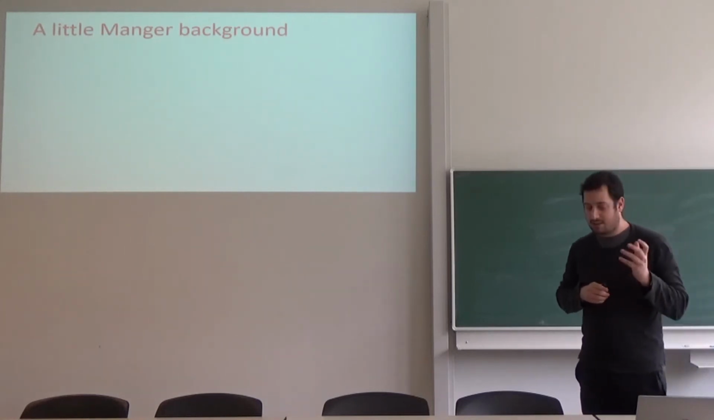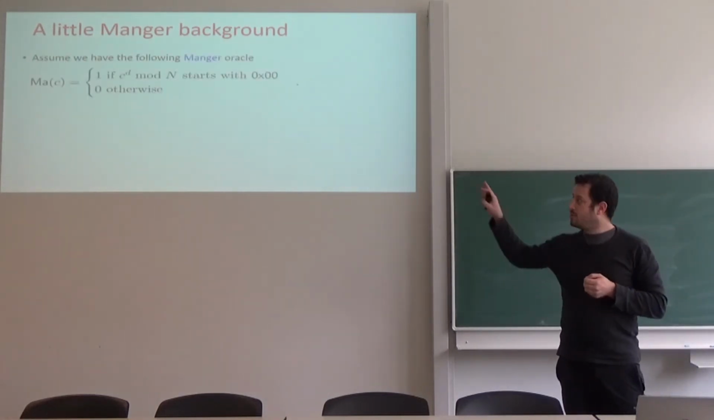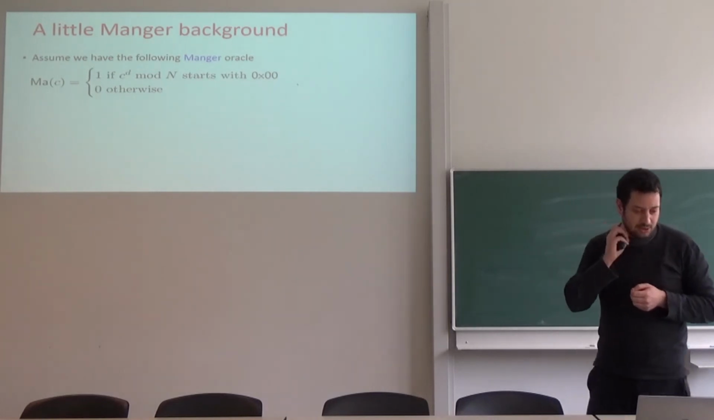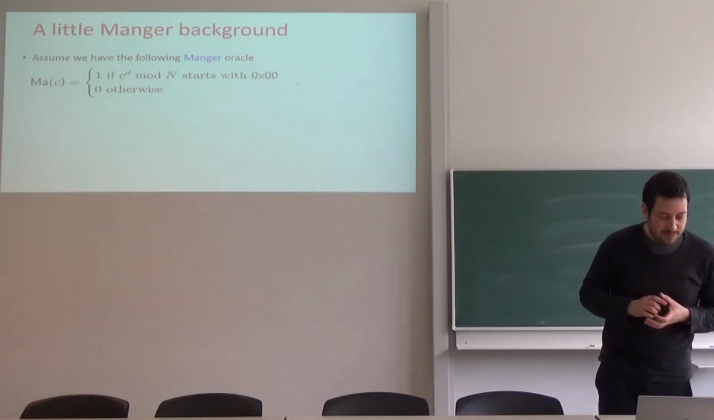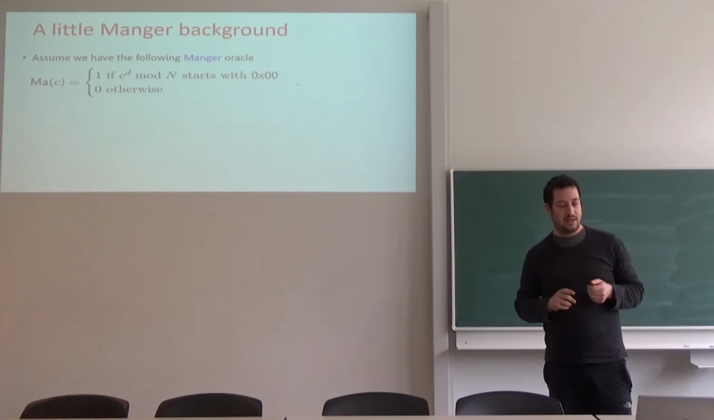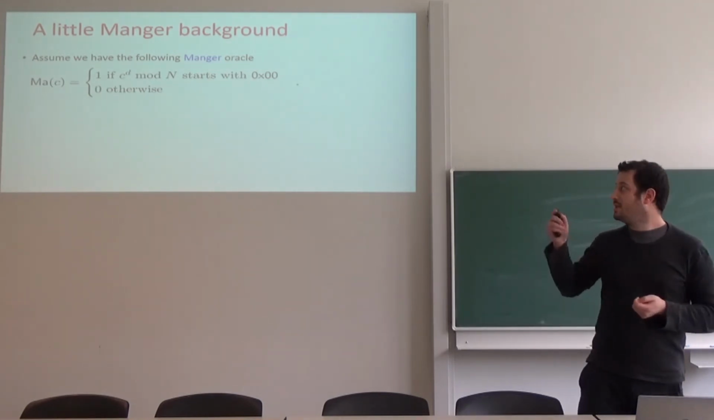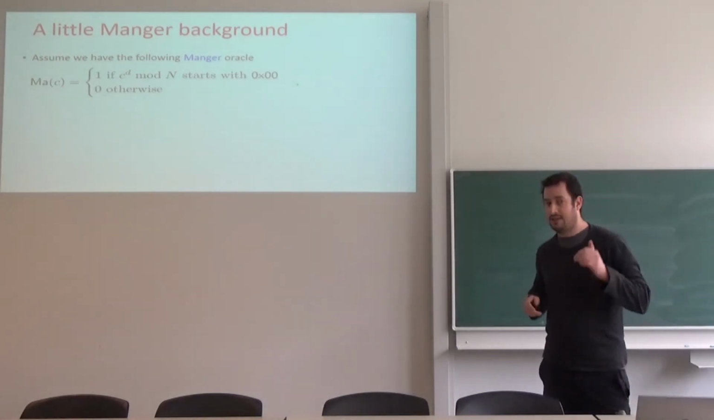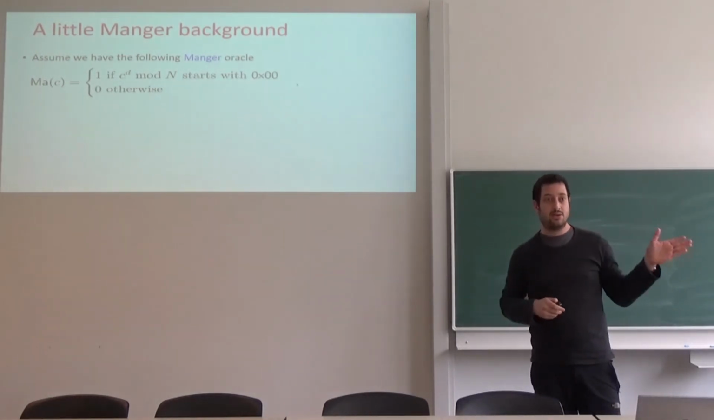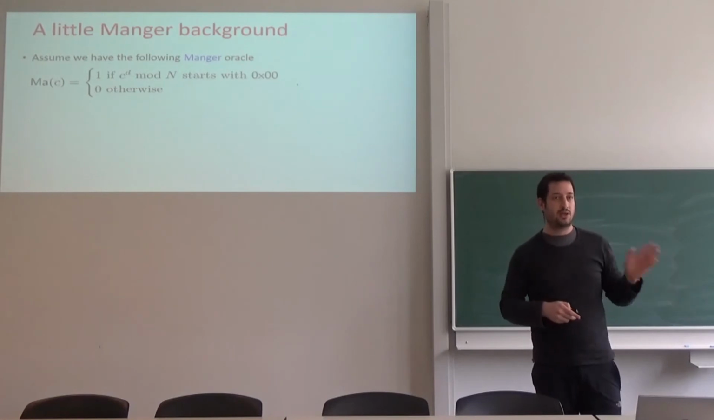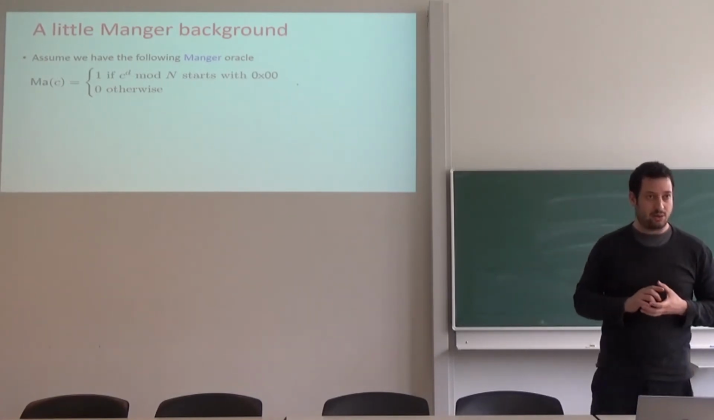So we'll have a little bit of a mathematical background. We'll look at the Manger oracle because it's a little bit simpler to explain. And the Manger oracle is a relatively simple one. It looks at the plaintext after decryption, and it checks if the most significant byte is 0, it will return 1, otherwise it will return 0. This is the entire oracle.